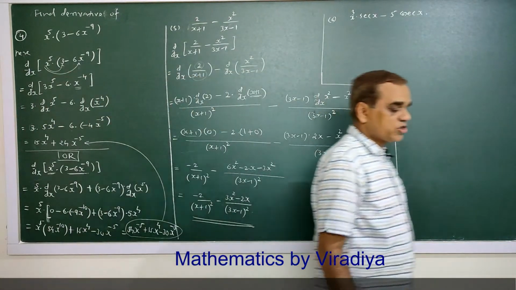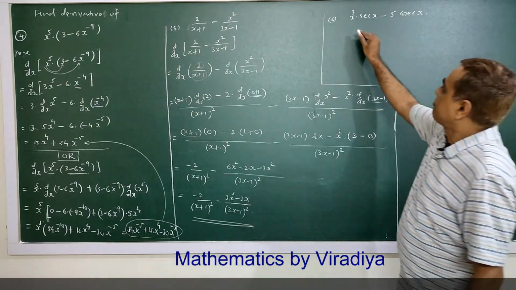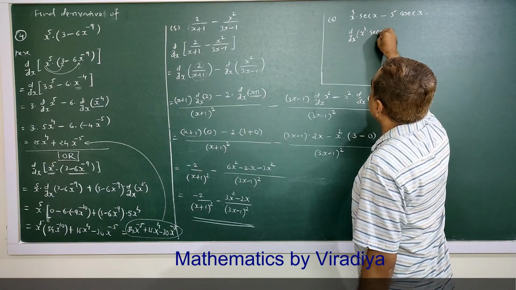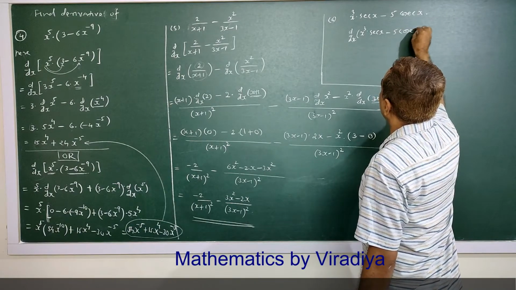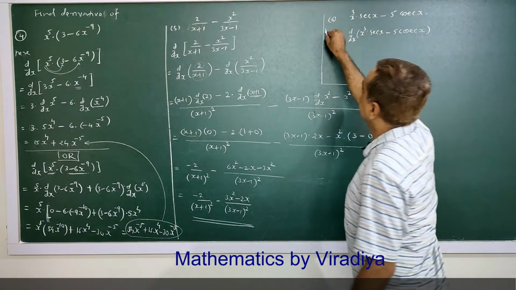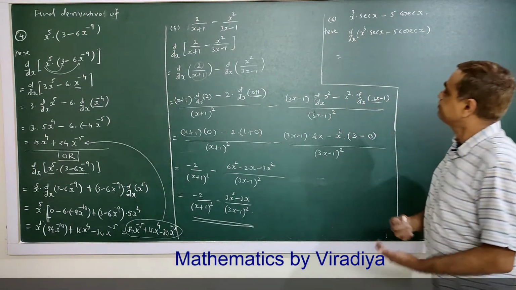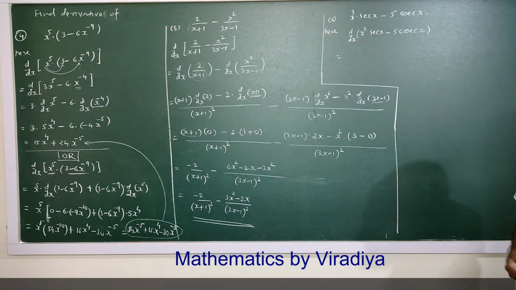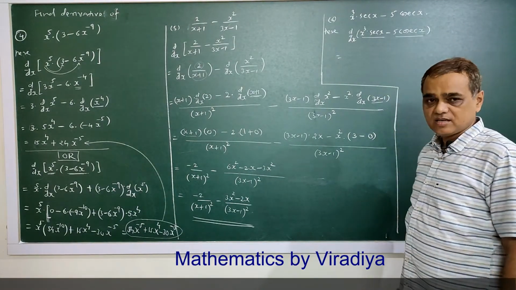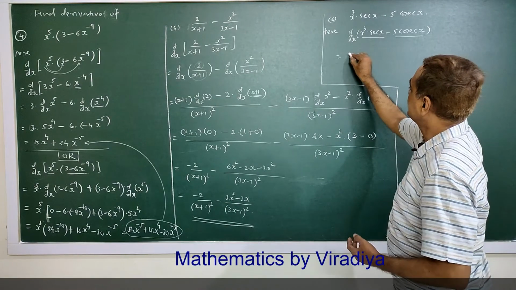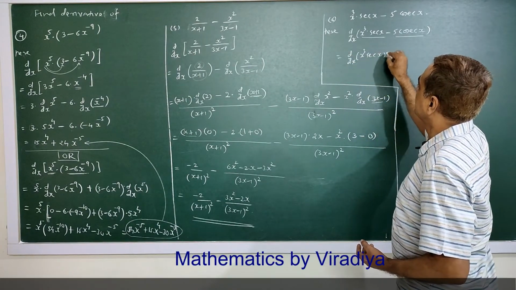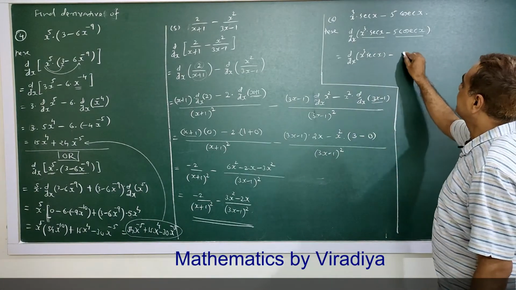Now see here in this question, the derivative of x cube into sec x minus 5 into cosec x. We want this derivative. The derivative of u minus v is the derivative of u minus the derivative of v.